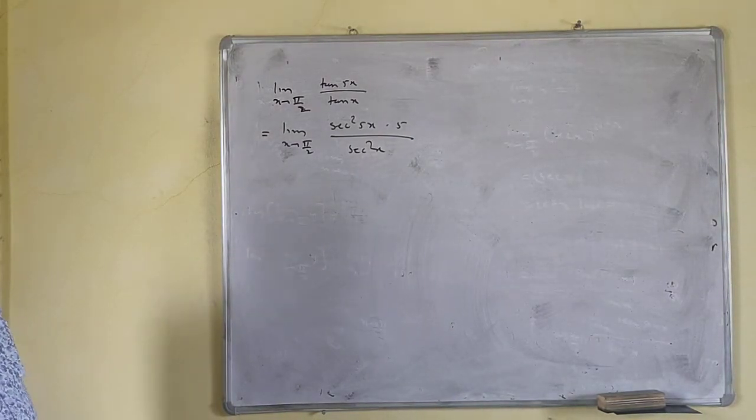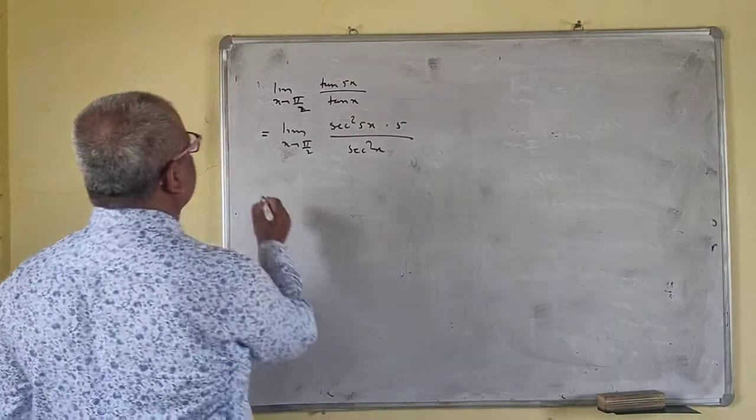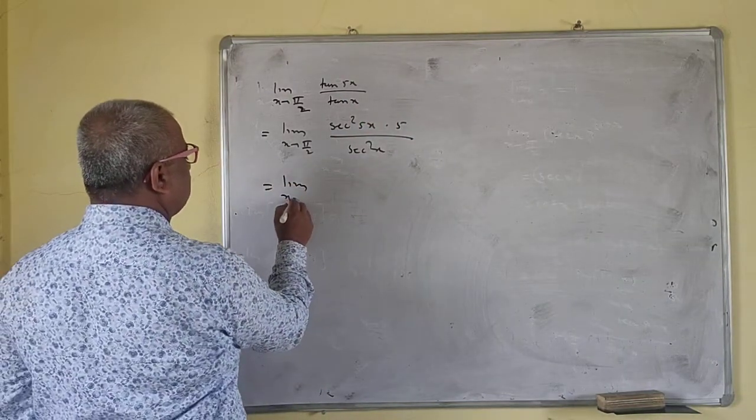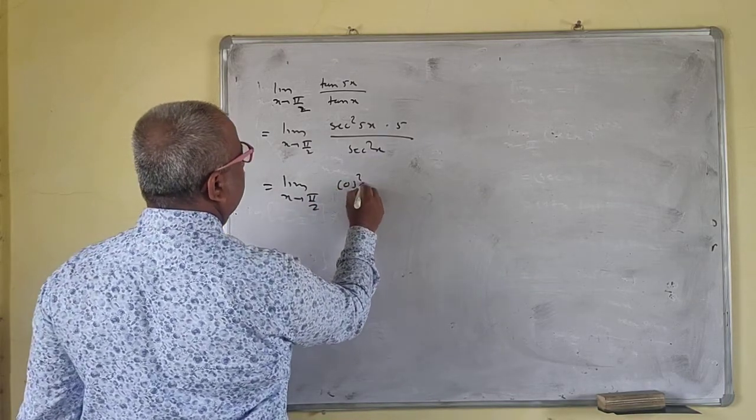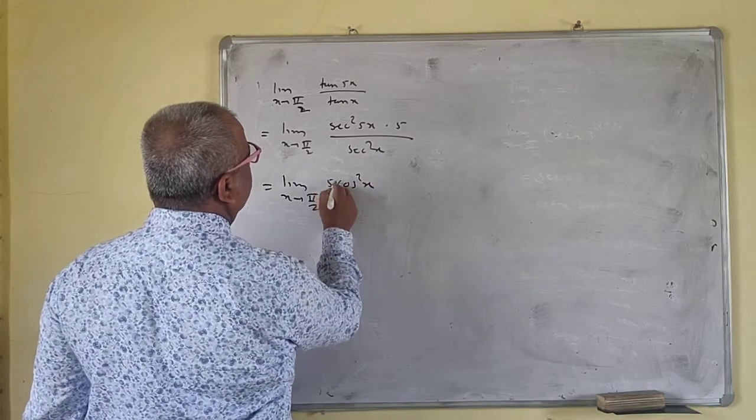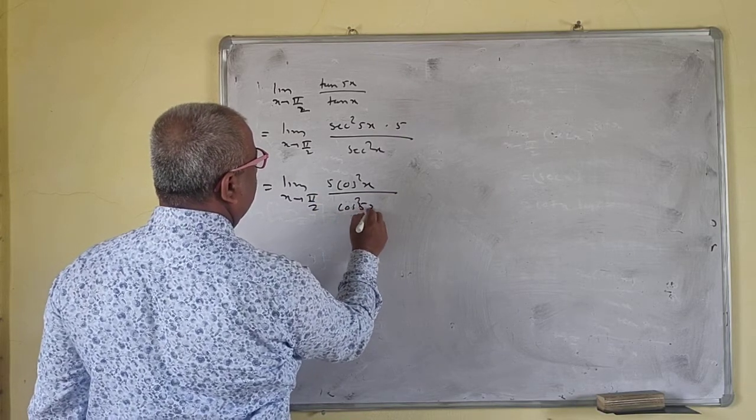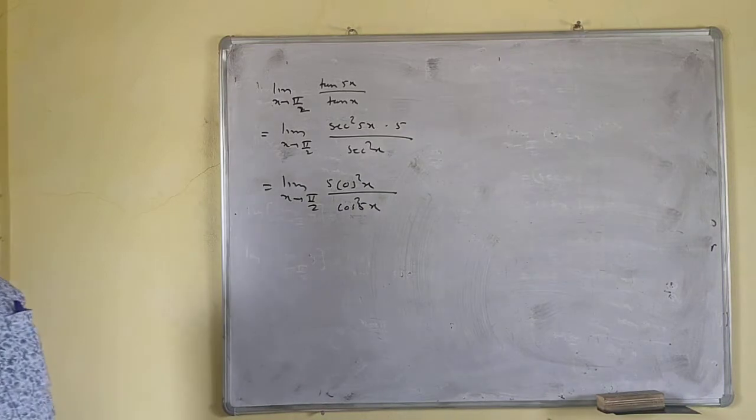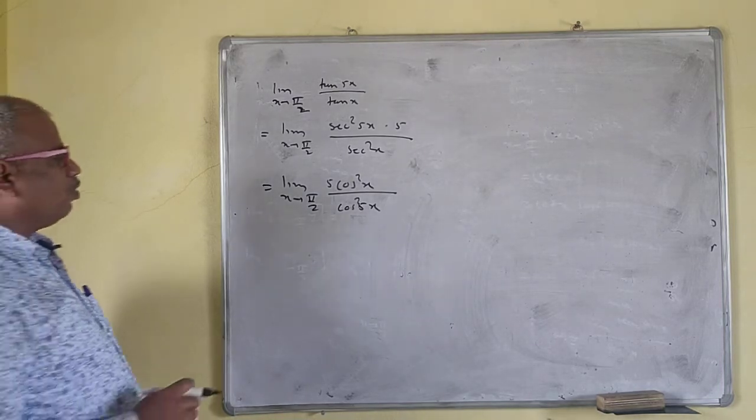I can shift this sec square at the numerator and this at the denominator. So what happens then? Limit x tends to pi by 2, 5 cos square x upon cos square 5x. Now cos pi by 2 is 0, so this is 0 by 0 form. No problem for this one.